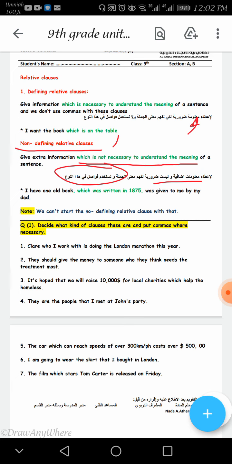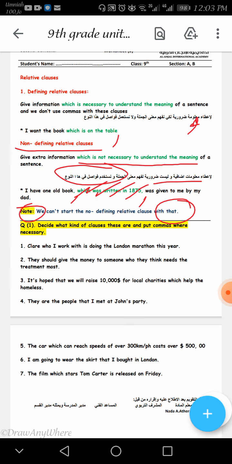I have one old book, which was written in 1875. Now this is extra information. You can understand the sentence without it: I have one old book was given to me by my dad. The information about when it was written is not necessary in this sentence. Okay, be careful about this note: we can't start the non-defining relative clause with that.